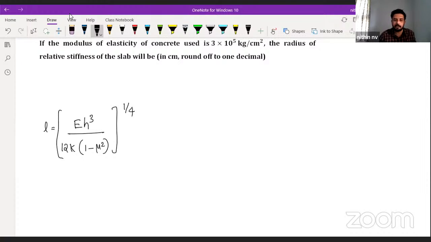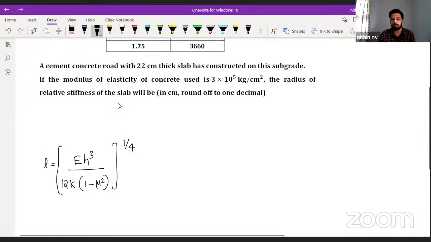Since the equation is a little bit complicated, whenever they ask a question, they will give the data directly. But in this question, instead of directly giving you the data, I have made a twist to incorporate two concepts into one question. E is the modulus of elasticity of concrete, which they have given in the question as 3 × 10^5 kg/cm².